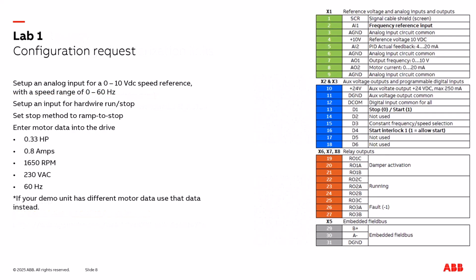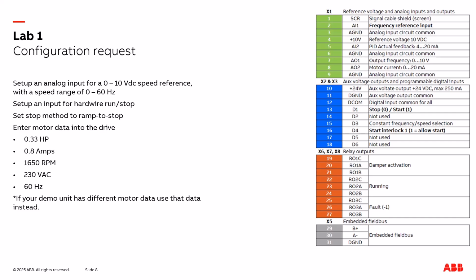Let's start with Lab 1 now. In the configuration request of this lab, the customer is asking that we set up the drive to receive a 0 to 10 volt speed signal that will represent 0 to 60 Hz linear. We're also going to set up the drive to receive a hardwire run stop command, and we're going to have the drive ramp to stop instead of coast. And we're also going to enter the motor information into the drive.